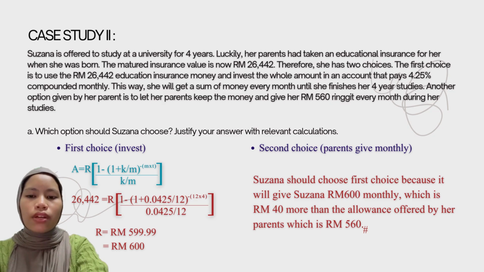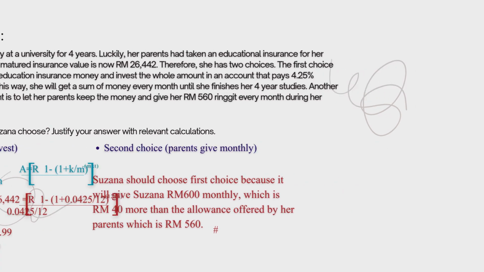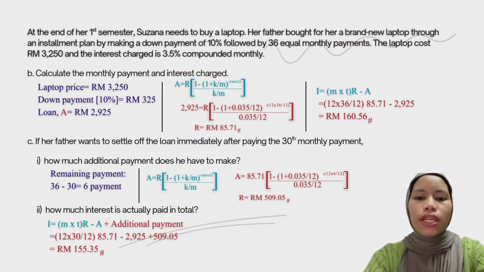Susanna should choose the first choice because it will give her 600 monthly, which is 42 ringgit more than the allowance offered by her parents, which is 560. At the end of her first semester, Susanna needs to buy a laptop.